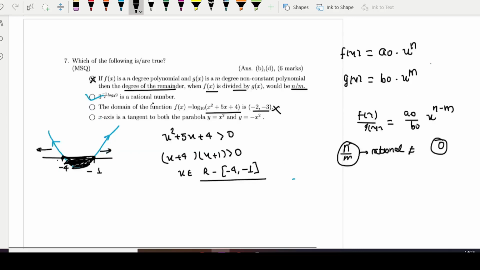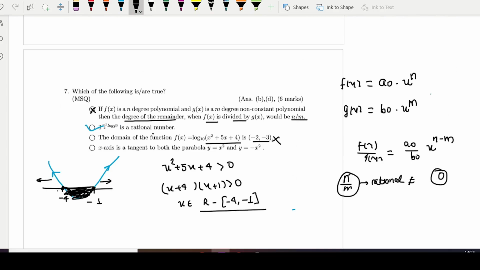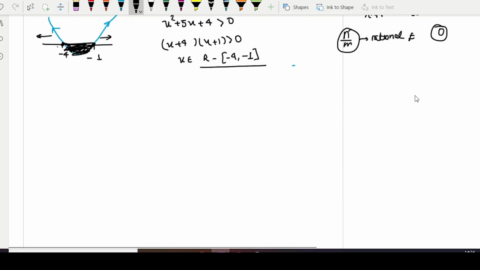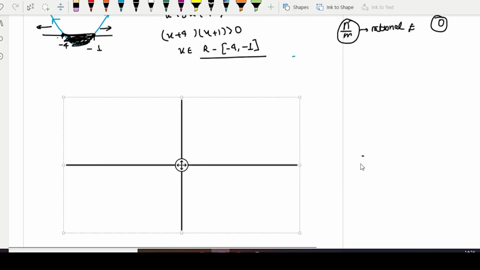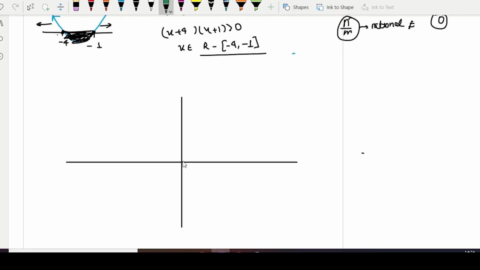The fourth statement is that x is tangent to both the parabola y equal to x squared and y equal to minus x squared. So the graph of y equal to x squared is like this.